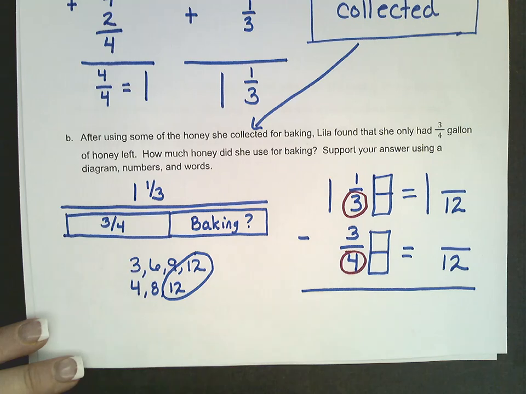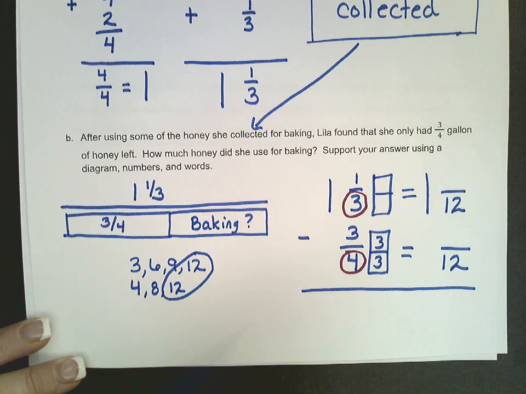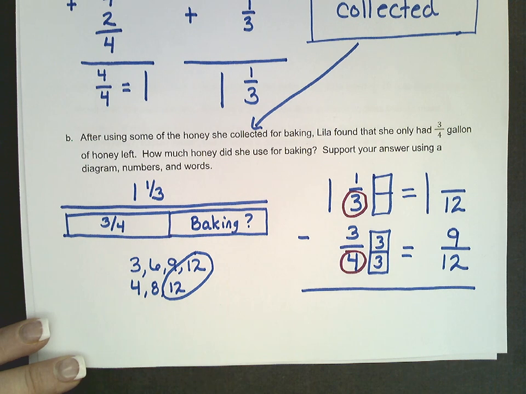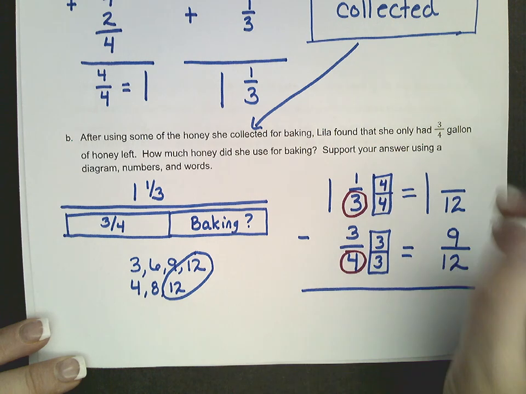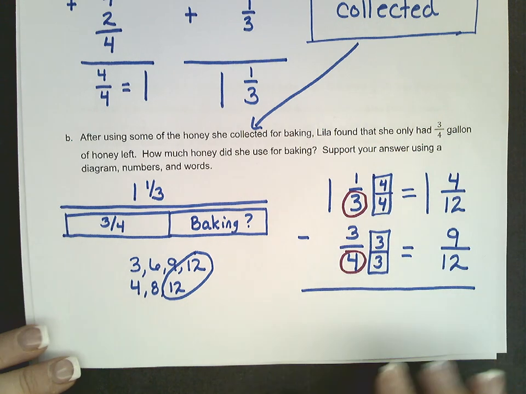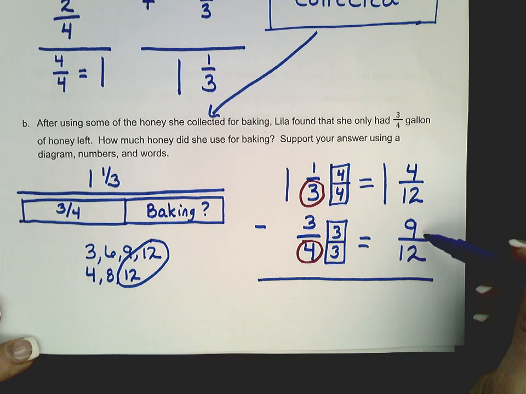Now I'll come up with my fancy form of 1 to complete my equivalent fraction. 4 times 3 is 12. This would be 3/3. 3 times 3 is 9. Or sorry, 3 times 3 is 9. 3 times 4 is 12. This would be 4/4. 1 times 4 is 4. So now I'm ready to subtract. I'm going 4/12 minus 9/12.